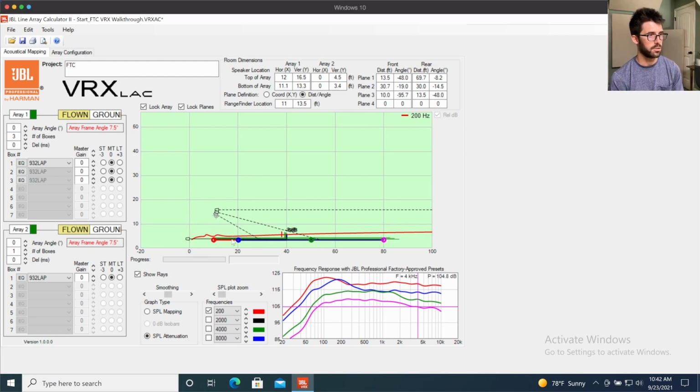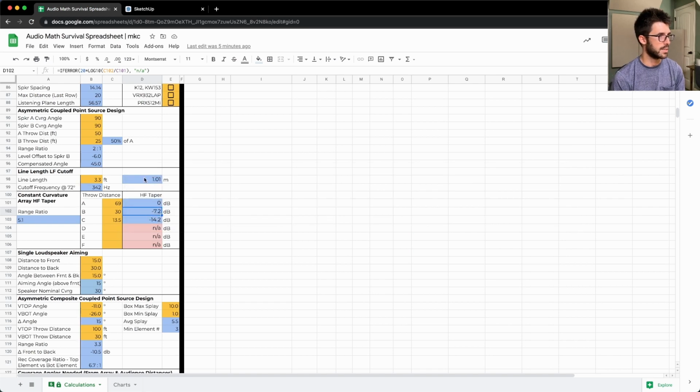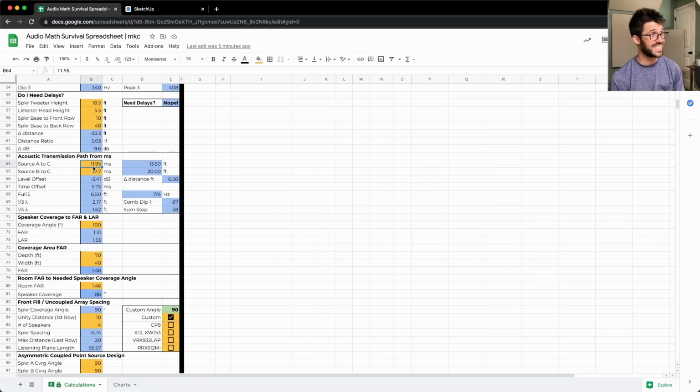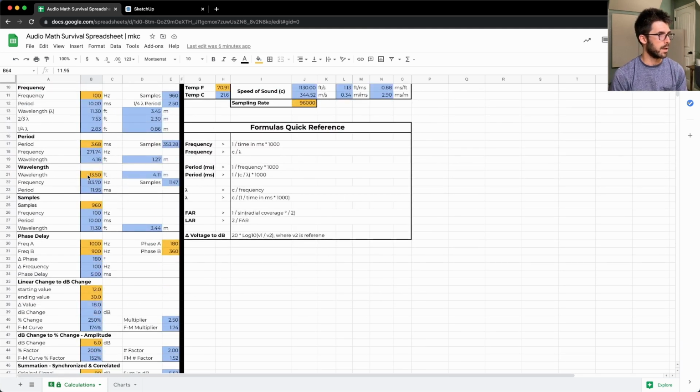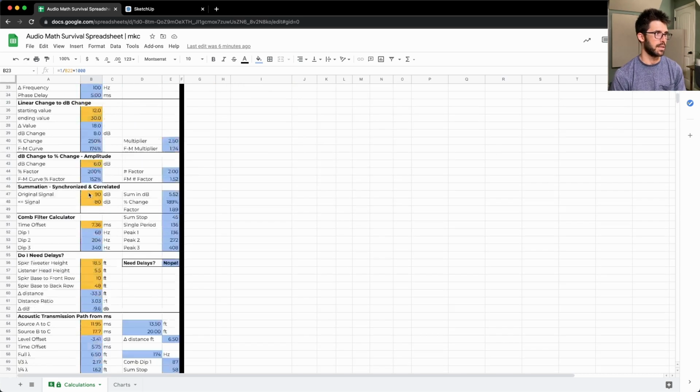I can put those values into my spreadsheet and get some useful data. So here I've converted those distance offsets to milliseconds, and you can do that by going to the top, going to wavelength and putting those in in feet, and it'll spit out the period, or the time it takes to complete that wave.